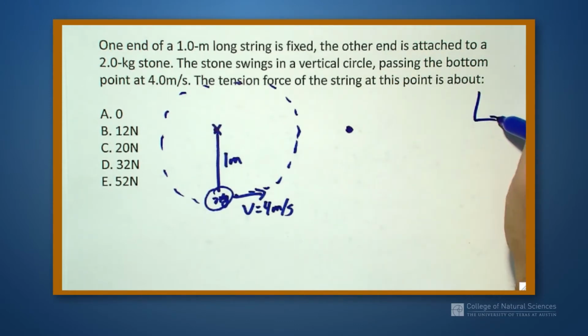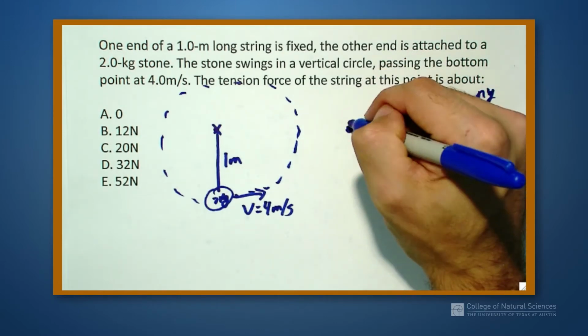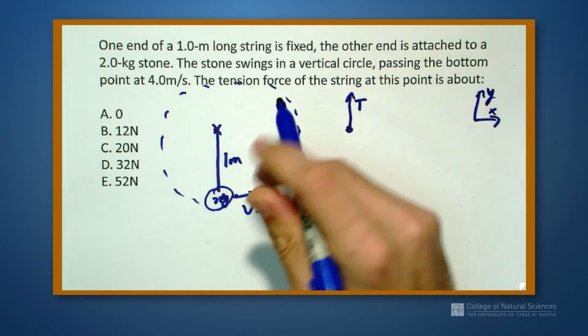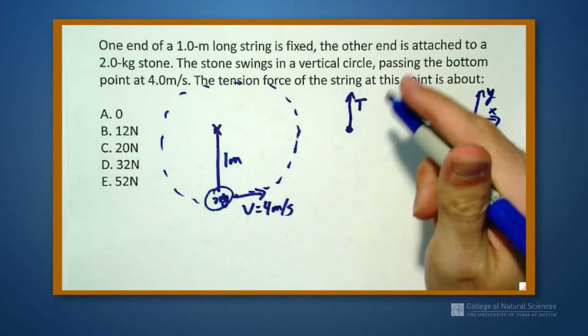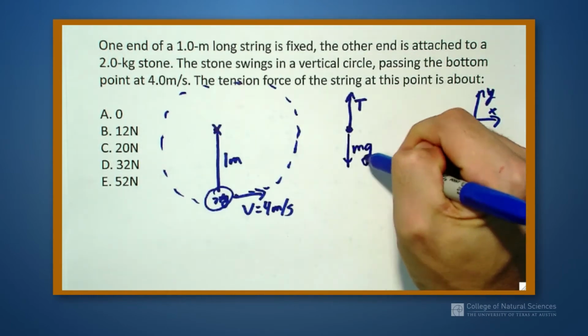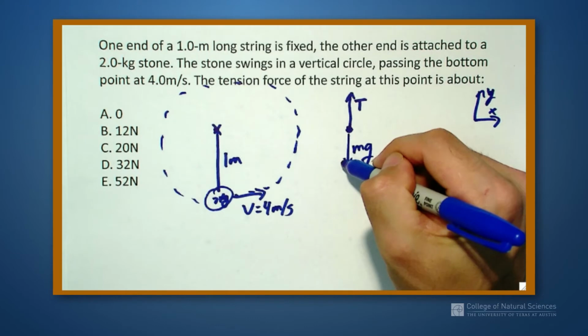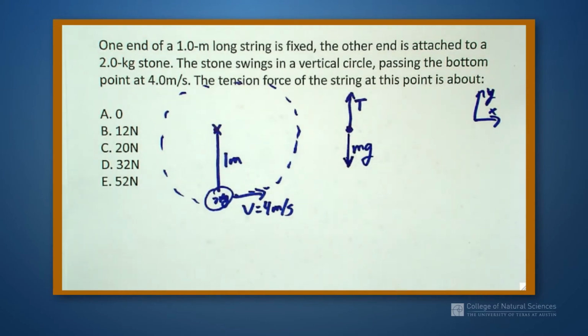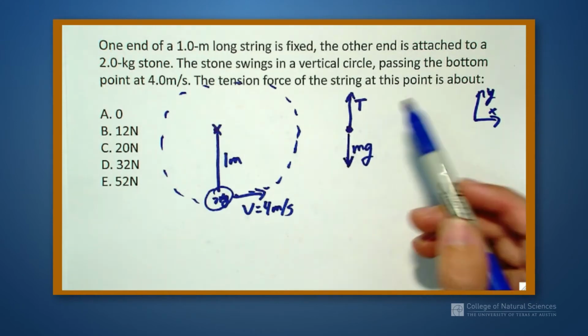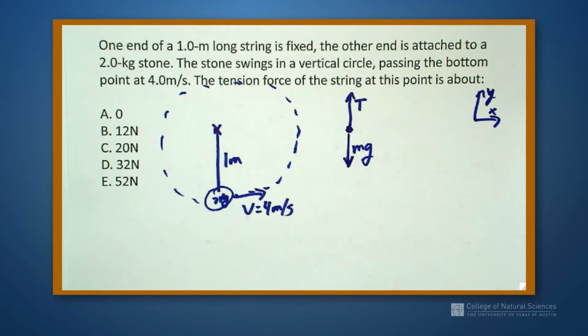So I'm going to say this is my x, that's my y. I'm going to use a traditional coordinate system. I know that I'm going to have a tension force pulling up because there's a string pulling up on this, and there's a weight force pulling down. I have a velocity. I don't have any other forces as far as I can see. There's no normal forces because it's not being pushed on by any surface. There's no wind. Looks like I just have tension and my weight force.